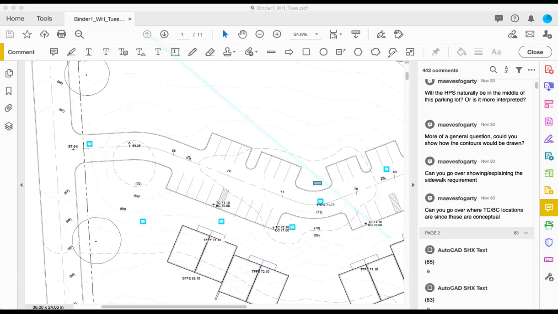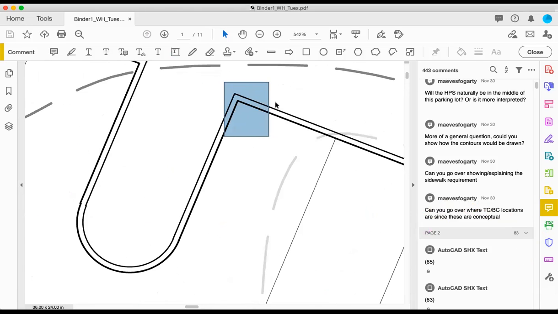TC and BC locations. Again, wherever you have tangent points, you would need a TC and BC. And wherever you have a dead corner, you would have a DI. Okay, I want to point out to everybody here.